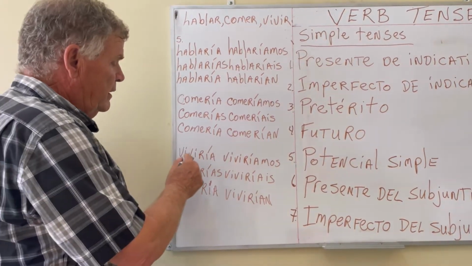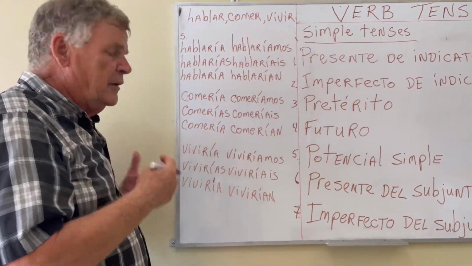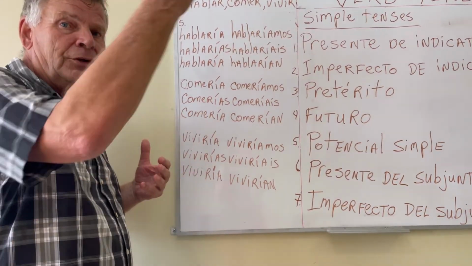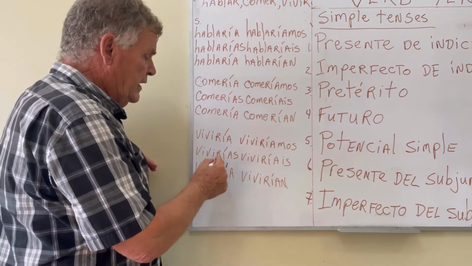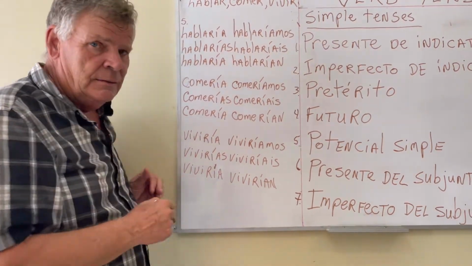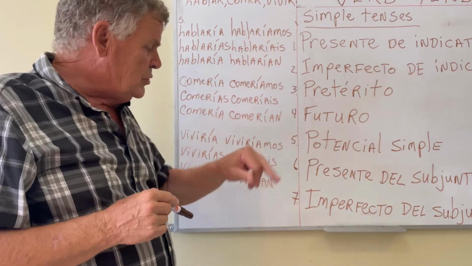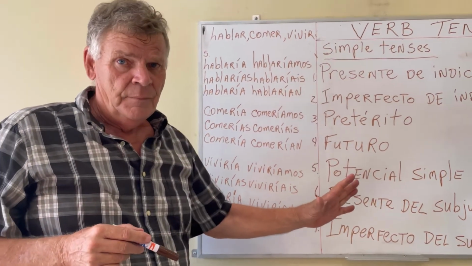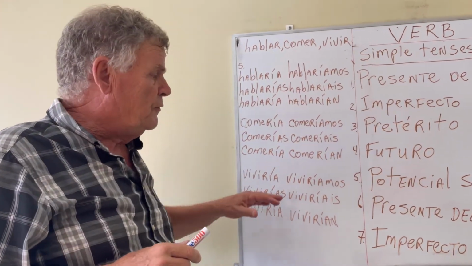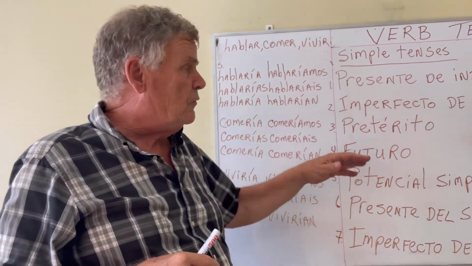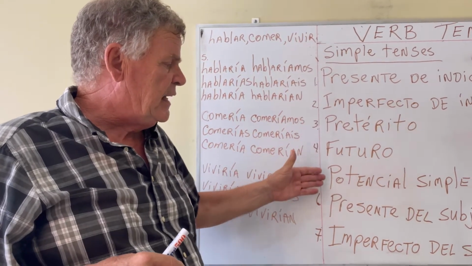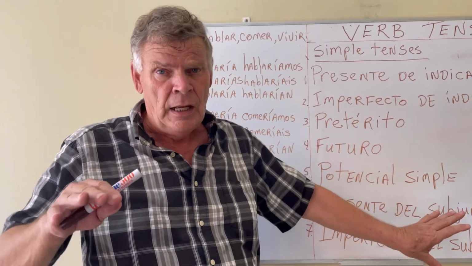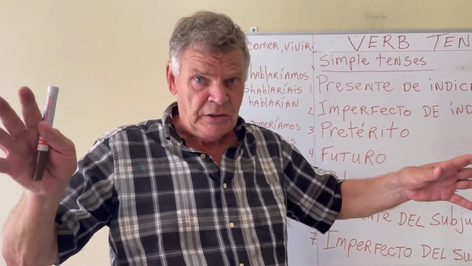Vivir, viviría. If I could, I would live in the tropics. Huh? Viviría en los trópicos. Vivirías, viviría. Viviríamos, viviríais, vivirían. Okay, so we've dealt with the first five simple tenses, and we're going to leave the subjunctive for another video where I deal just with the subjunctive tense.